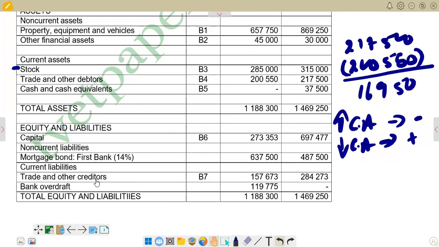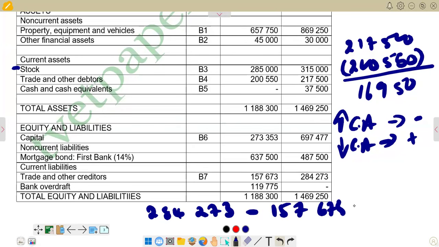So trade and other creditors, we've got a movement of 157,673, 284,273. So this is an increase in creditors. And remember, if it's a current liability and it's increasing, we said we add. So we are going to say 284,273. Then we subtract 157,673. And when you do that, you're going to get 125,100. So this is the increase that we are supposed to add. So we go there and say increase in creditors.